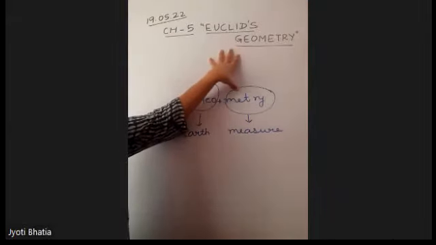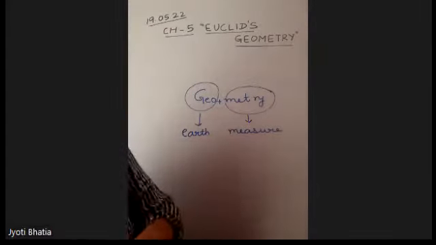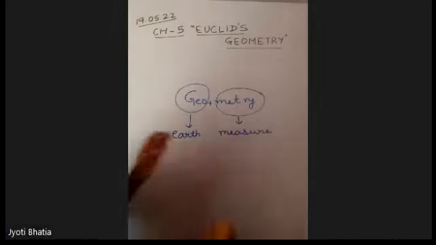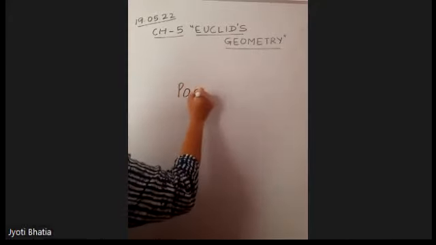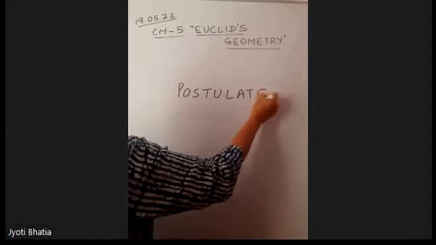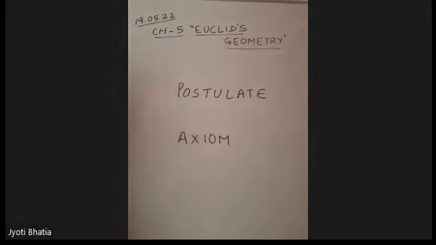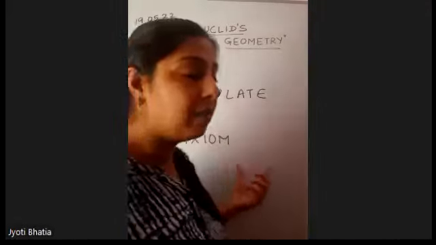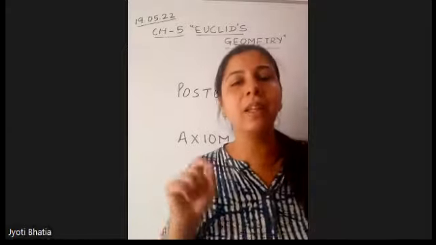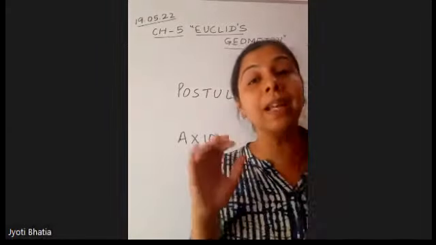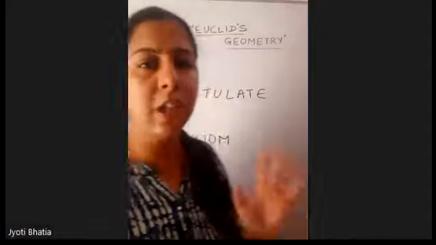So he started with the things of geometry, that if we want to start anything, what should its basics be. He came up with two terms. The two terms are called postulate and the other one is called axiom. I'll make you understand what these two are. Postulate and axiom, these are statements. These are statements of mathematical results or definitions. These are the statements which are assumed to be true. We accept them as true.